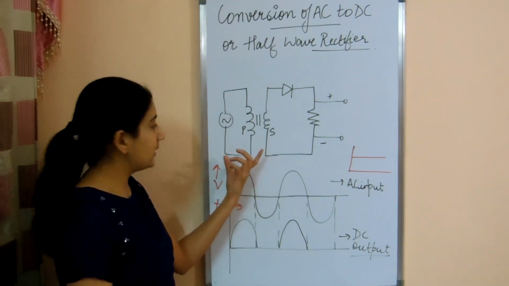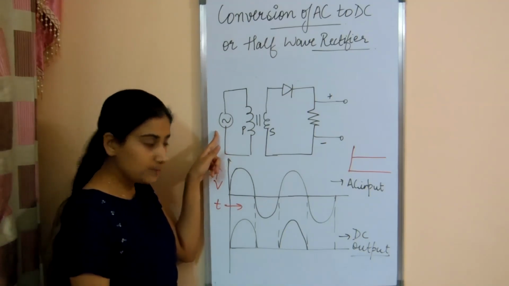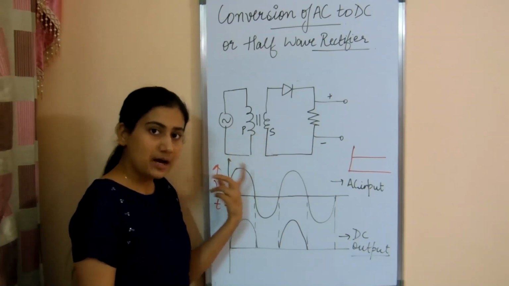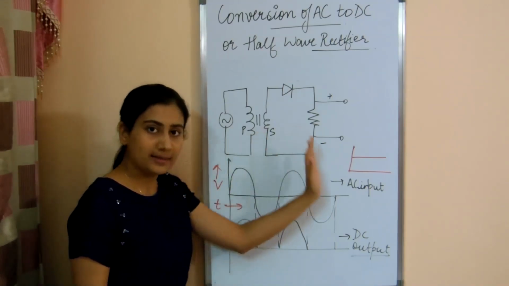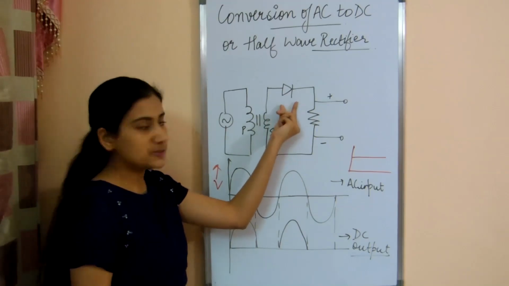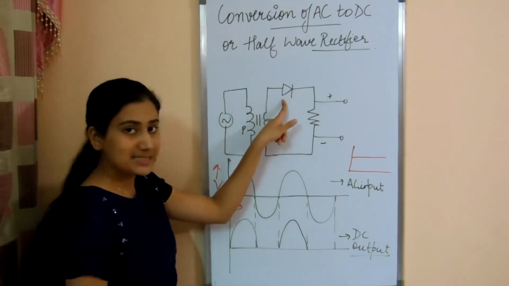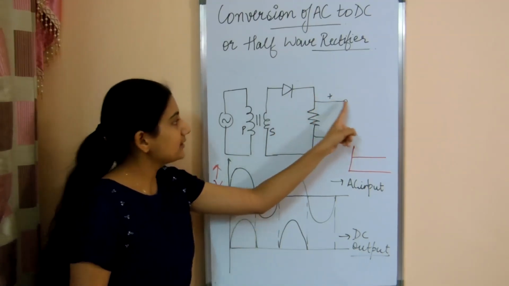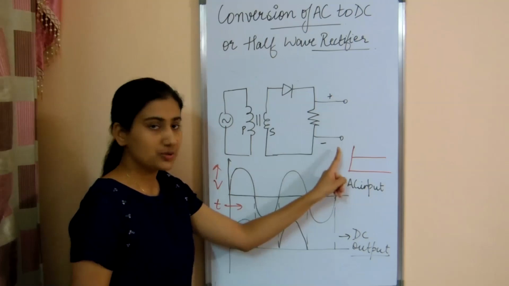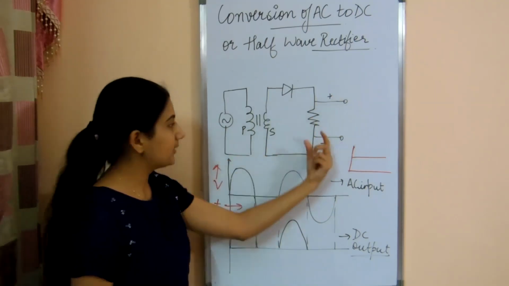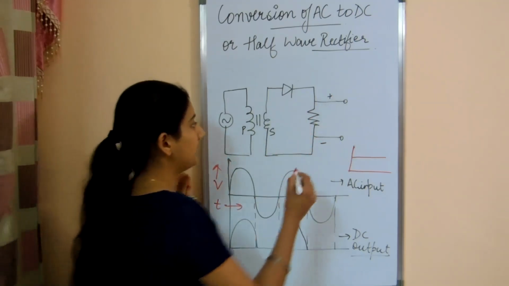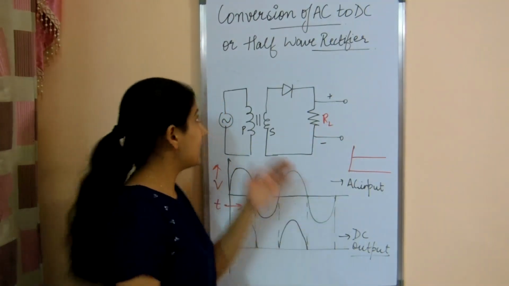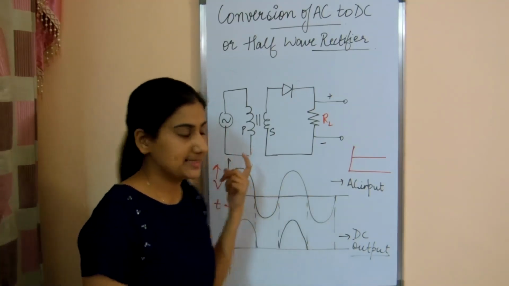In this diagram we are showing that this is the AC input. This is the transformer which is used to step up or step down the voltage which is required in the further circuit. Now this is the PN junction diode. This represents the P side, this represents the N side. This is a resistance, and this arrangement shows that we are going to take output voltage across this resistance, so we call it the load resistance. Now let's see how we can convert AC into DC.